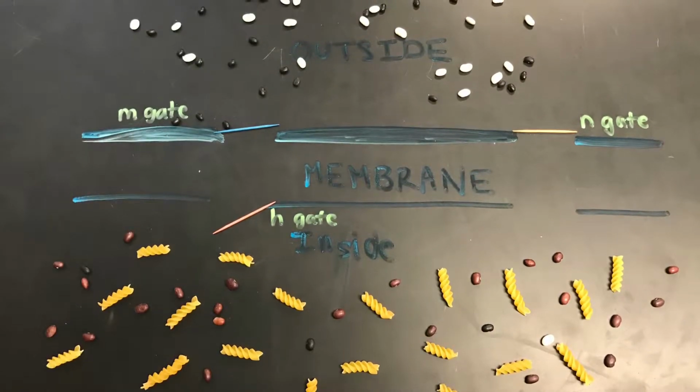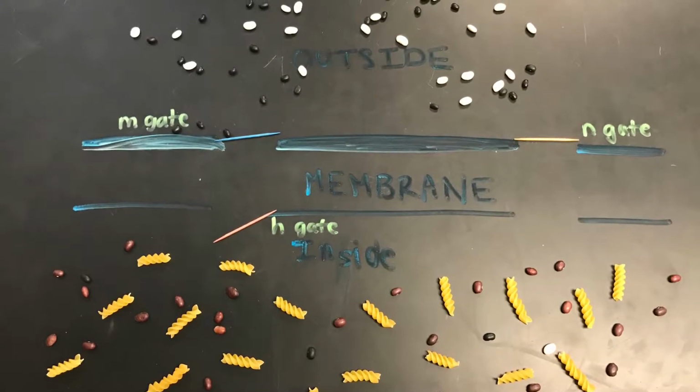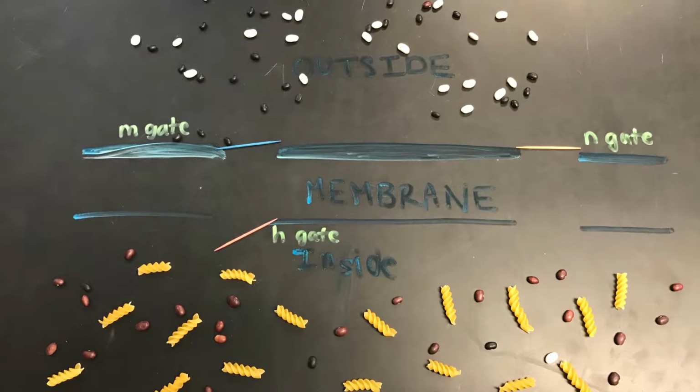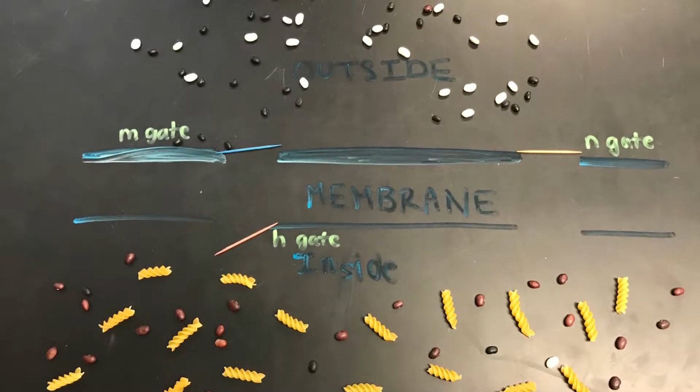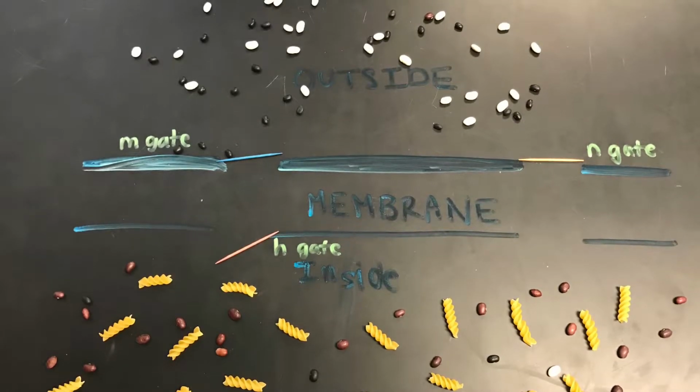Today, we're going to learn about action potential. Demonstrated before you, we have a cell membrane with three gates, represented by the different colored toothpicks. The M gate and the H gate, the blue and the red, make up the sodium channel, which passes sodium, or the black beans, between the outside and inside of the cell.